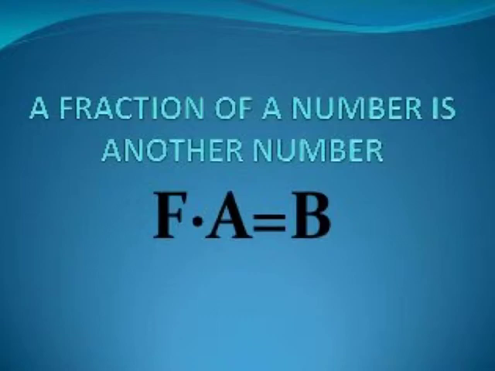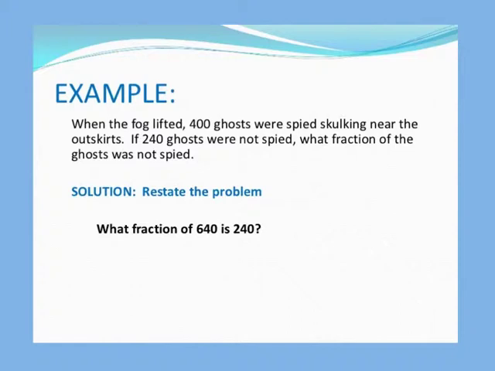We can say a fraction of a number is another number. For example, when the fog lifted, 400 ghosts were spied skulking near the outskirts. If 240 ghosts were not spied, what fraction of the ghosts was not spied?